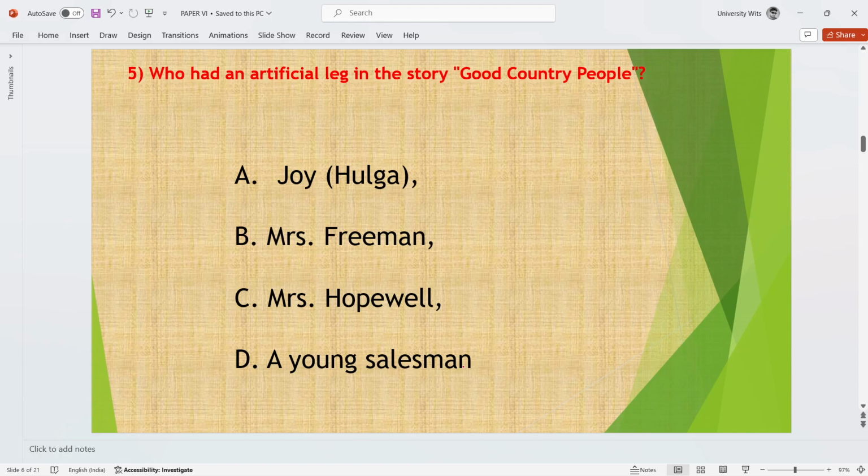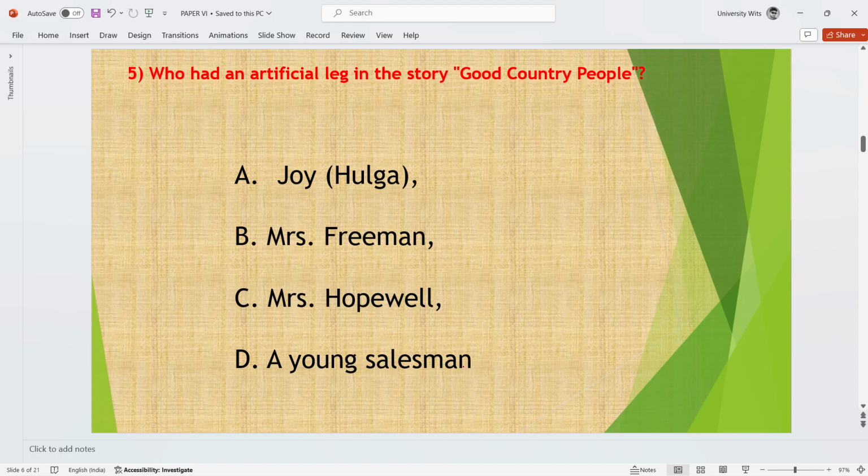And in this particular work, actually this character Hulga is centered around, Joy or Hulga, whatever you say, who is actually a 32-year-old woman with a PhD in philosophy, who lost her leg in a childhood accident. Remember, tickle your brain a little, then it will make sense.